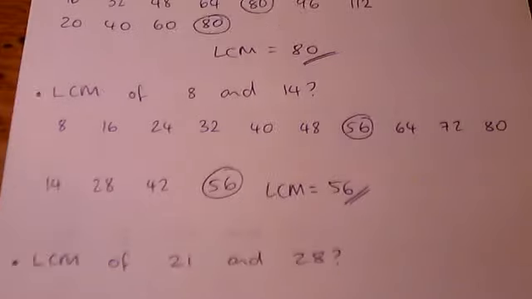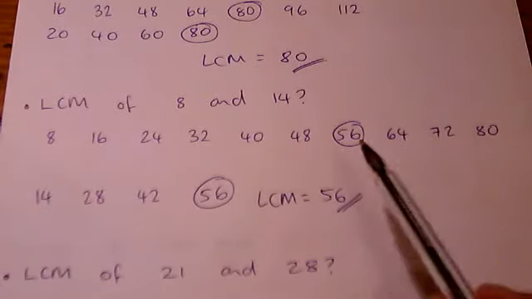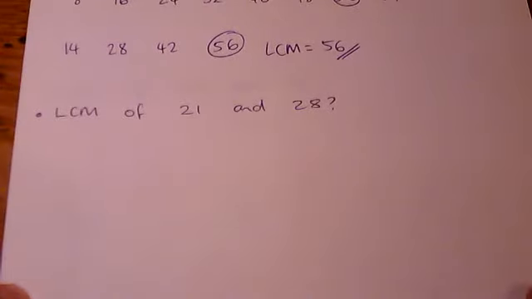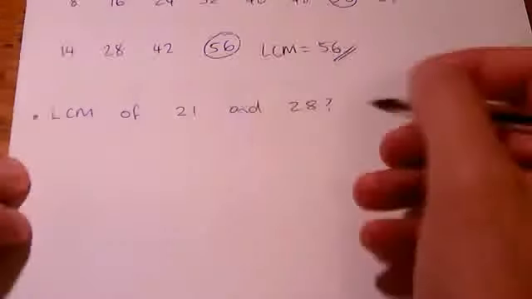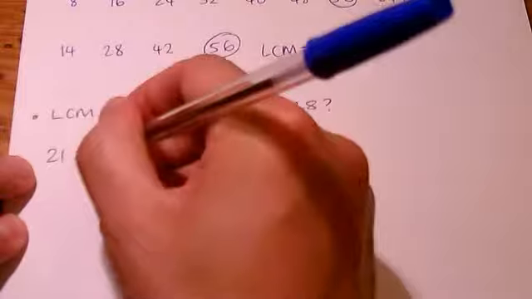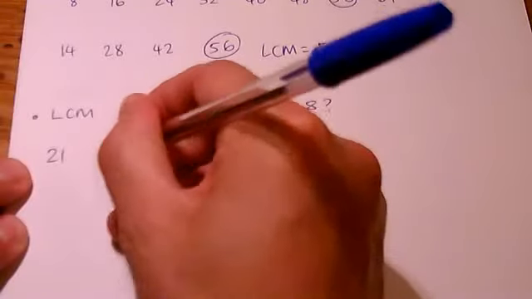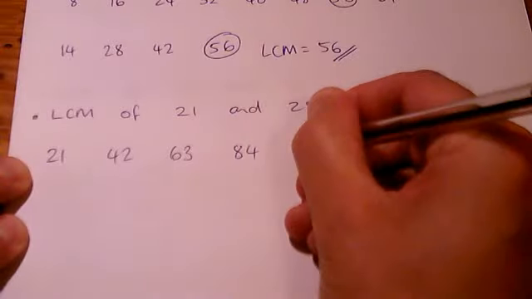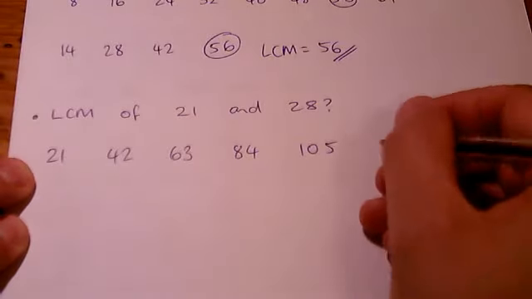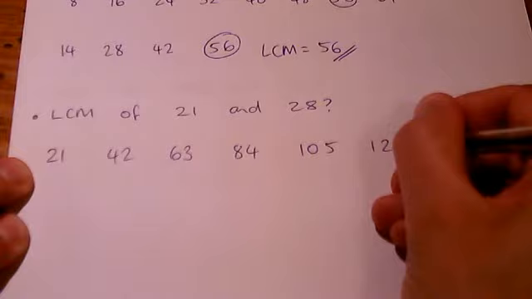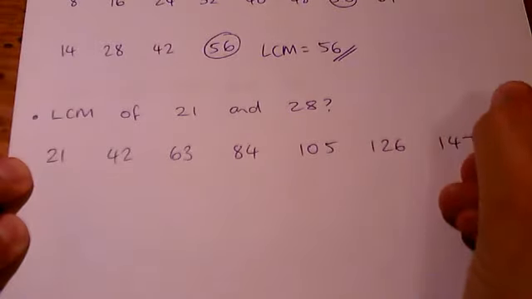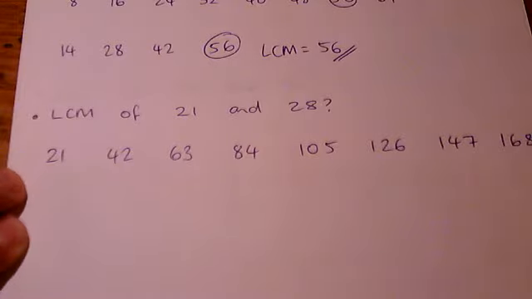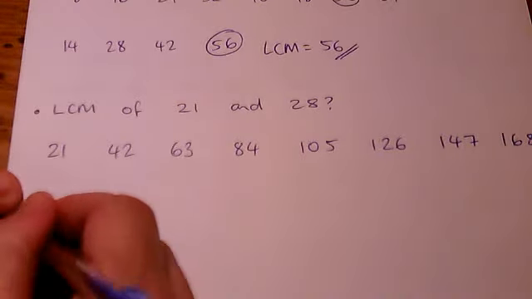You see, that one was a little bit more difficult, perhaps. I had to go a little bit further along my times tables. And when you get fairly horrible numbers, it becomes a bit much doing these lists. Let's do this last one, 21 and 28. So 21, 42, 63, 84, 105, 126, 147, 168. Might need to do a few more there, I'm not sure.